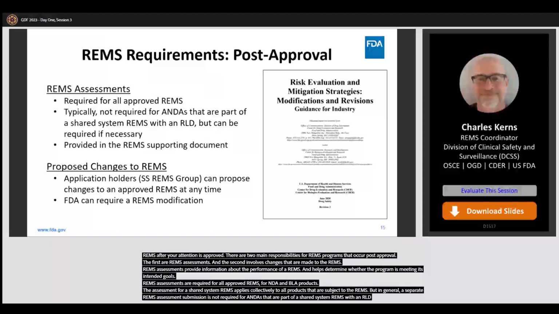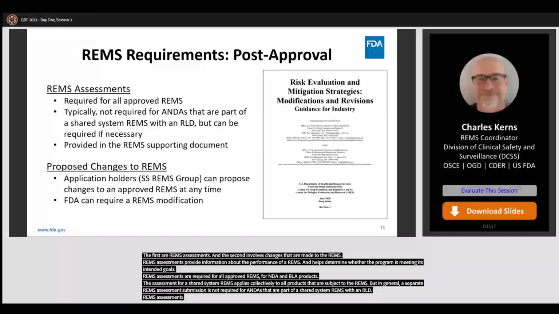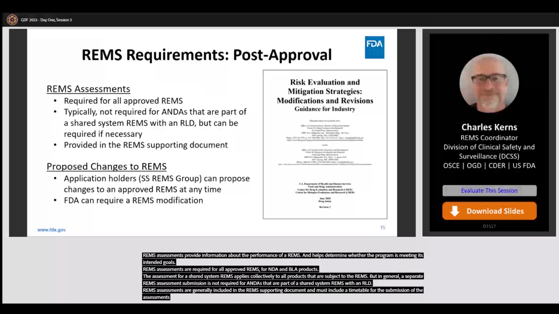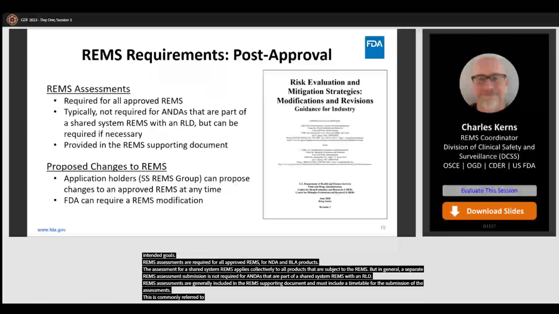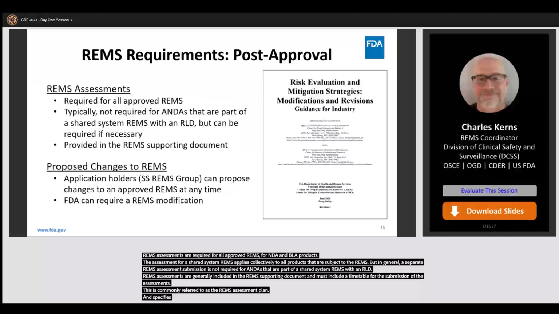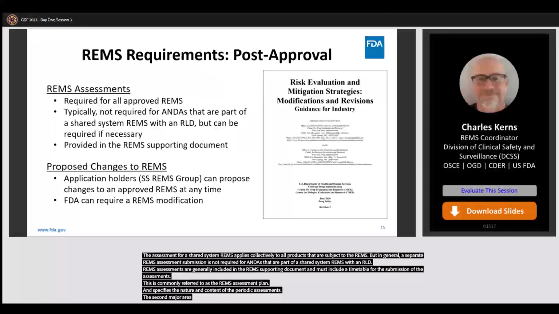REMS assessments are generally included in the REMS supporting document and must include a timetable for the submission of the assessments. This is commonly referred to as the REMS assessment plan and specifies the nature and content of the periodic assessments. The second major area of a REMS post-approval involves the needed changes to a REMS.